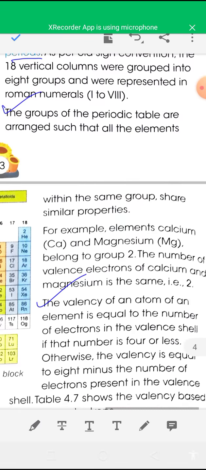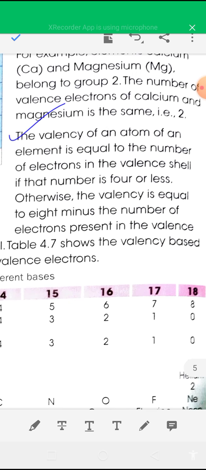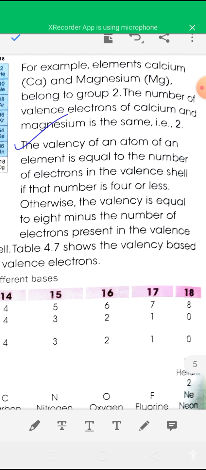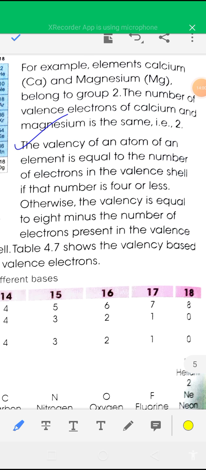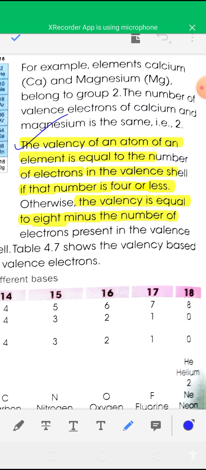You can calculate the valency of an atom in terms of the number of electrons in its valence shell. The valency of an atom of an element is equal to the number of electrons in the valence shell if that number is 4 or less. Otherwise, if the number of electrons in the valence shell is more than 4, then valency is equal to 8 minus the number of electrons in the valence shell.